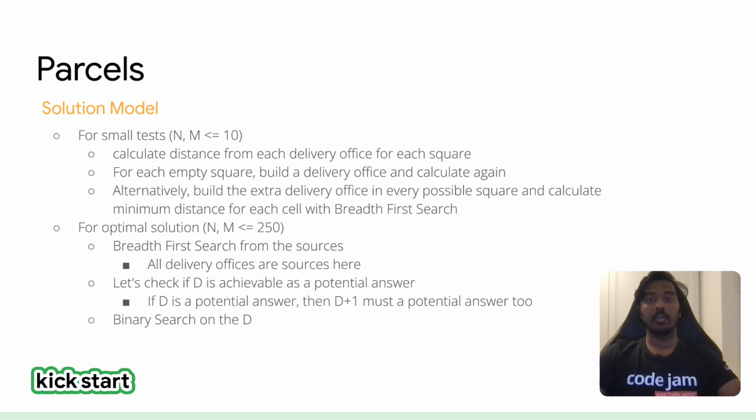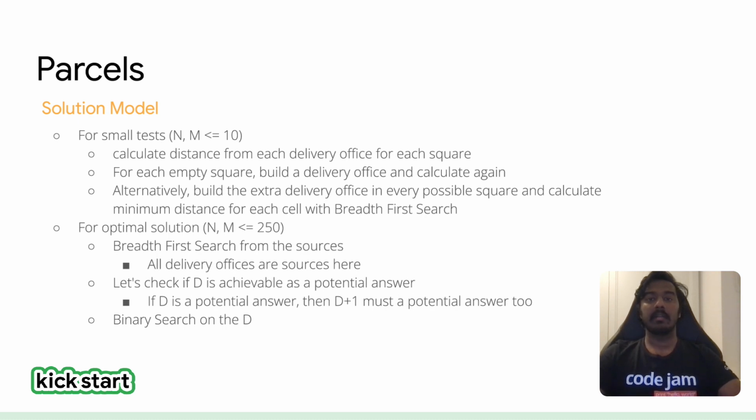For the optimal solution, we need to find the minimum distances to delivery offices for all these squares. So the squares having the delivery office need 0 units of time for delivery. We can treat the squares as sources and run a breadth first search algorithm. Thus, we will get all the minimum delivery time or distance for all the squares.